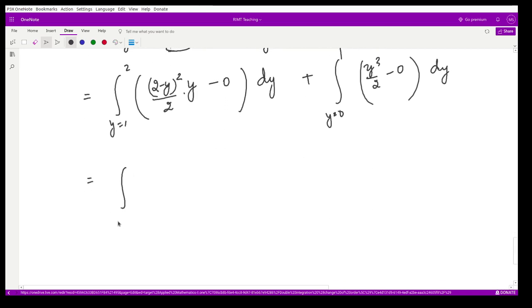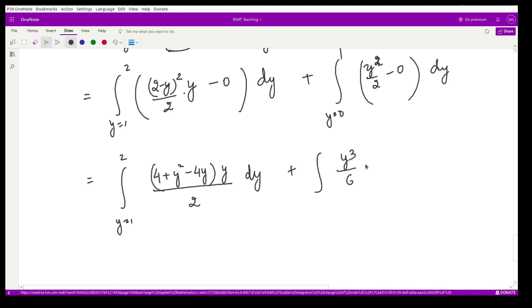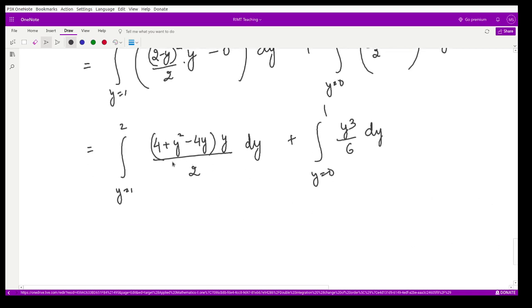So what you can do, you can open up this bracket. So you have 4 plus y square minus 4y into y divided by 2 into dy, right? And here it's the integration of y square by 2. So the second integration here, that is equal to y cube divided by 6 dy, and the limits of y from 0 to 1. So we can solve this.